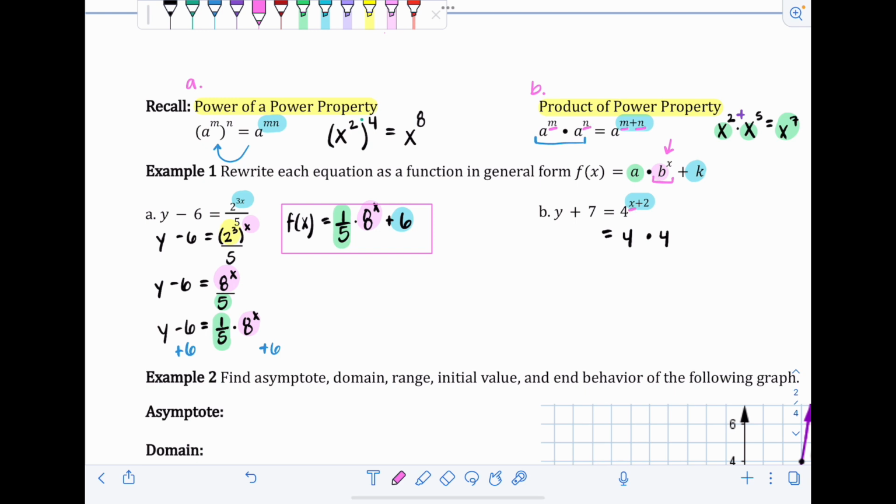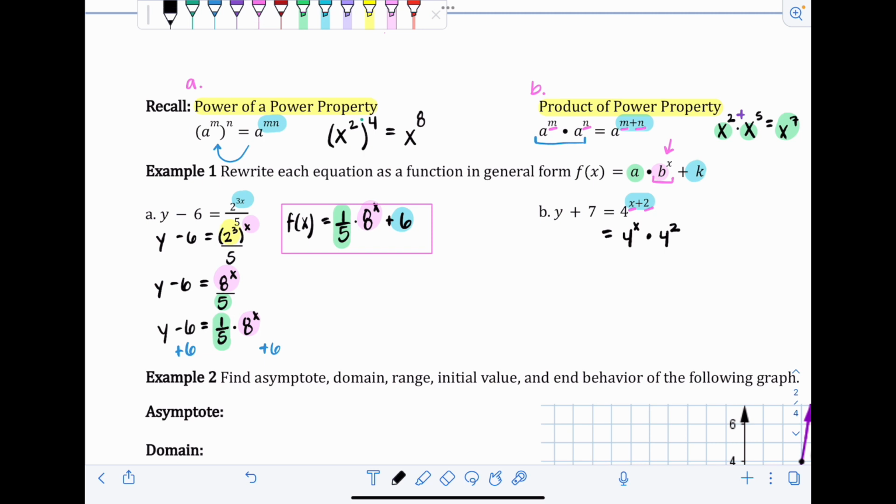So one of the 4's would have an exponent of x, and one of the 4's would have an exponent of 2. So same thing here, we did it backwards. Instead of condensing these two together by adding the exponents, we separated the exponents that were added into the product of two powers.